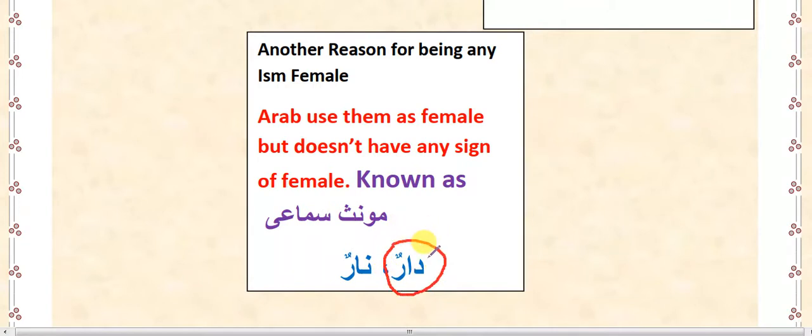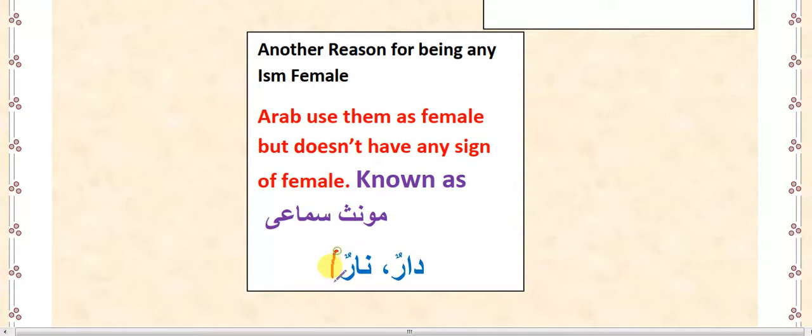So darun doesn't have any sign of any property of ism. It doesn't have ta marbuta at its end. It doesn't have alif mamduda, or alif maksura. Then why are we using this ism as female? Because the people of Arabia use darun as muannas, as female.